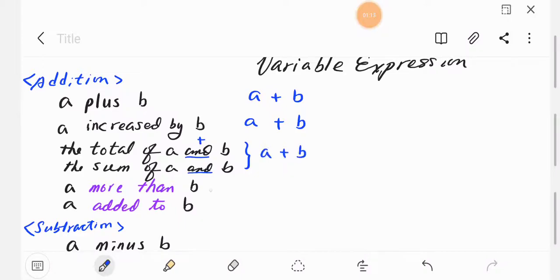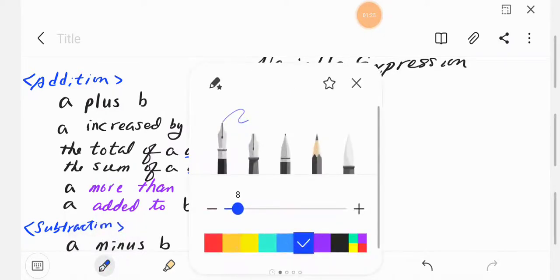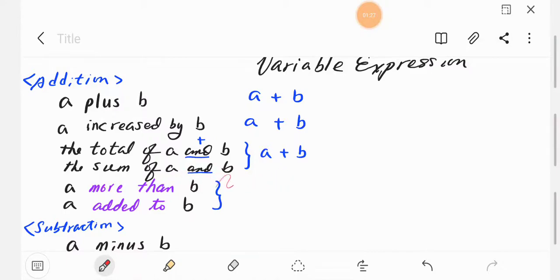Okay, and then for these two, this is a really important part. A more than B, A added to B. What is the expression for this? Should we write it A plus B? No. Write the second part first. B plus A. So whenever you have more than or added to, then write the second part first. Write the second part or second expression. Second part first.